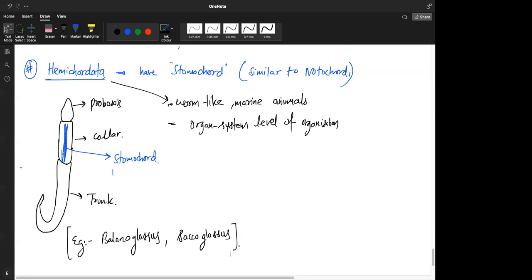They have a larval stage that does not look like their adult parents. That is what we mean by indirect development, correct?